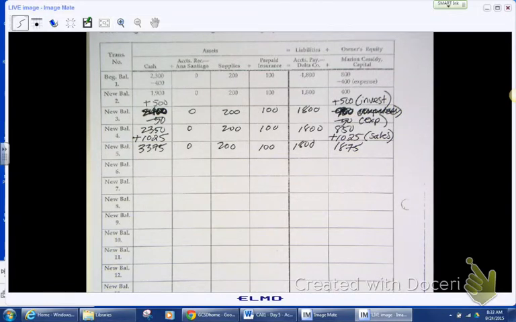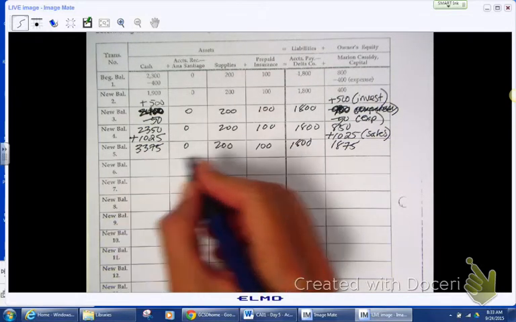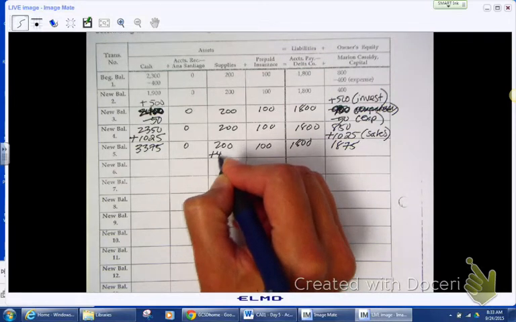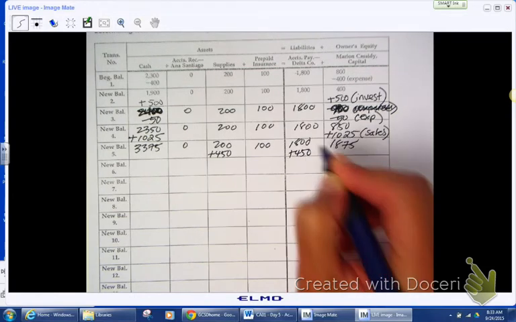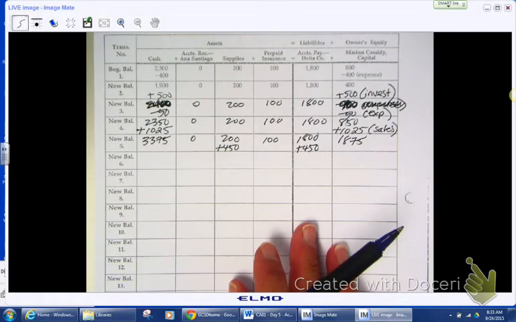Bought supplies on account from Delta Company, $450. What are my 2 accounts that are affected? Good. Supplies and accounts payable, Delta Company. And what's happening to my supplies account? Is it going up or down? It is going up. And how much? 450. And then my accounts payable Delta is going up by 450. Okay, perfect. And see how that's on the different sides of the accounting equation, so they both go up.